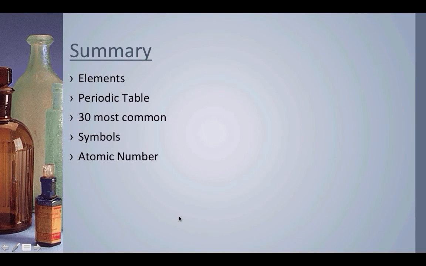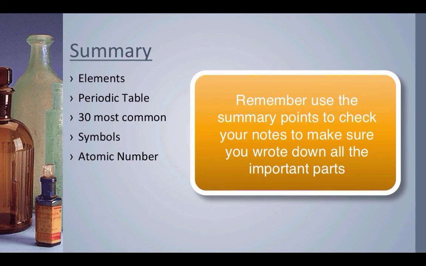Alright, summary time here. So just remember we talked about how all the elements are found on the periodic table. You're going to end up making flashcards for those 30 most common. And then what I would include in your summary is how to find the atomic number and what the symbols include, sort of what the rules are.